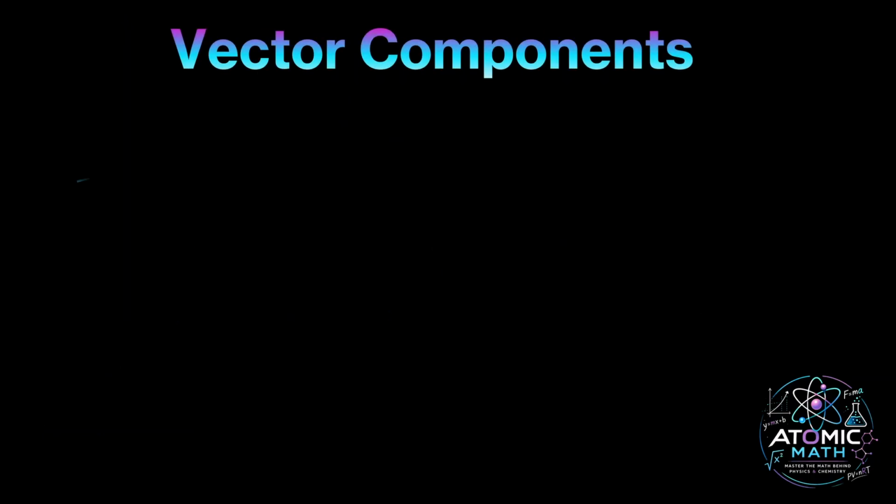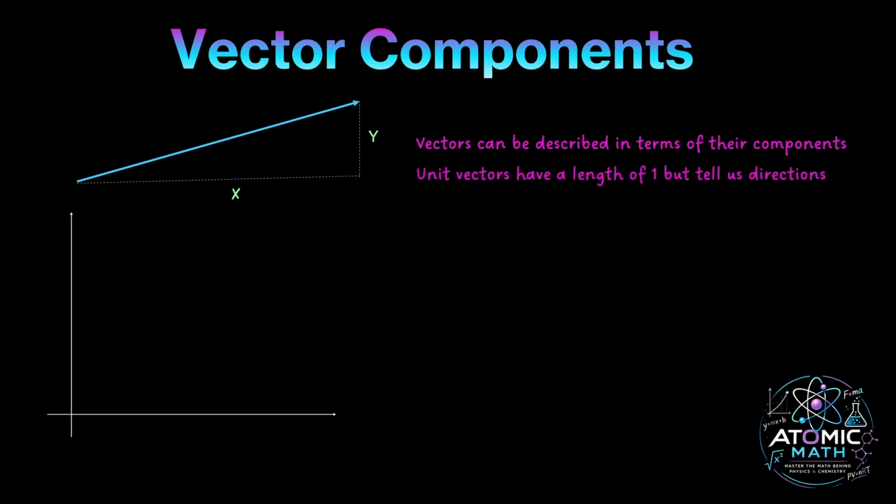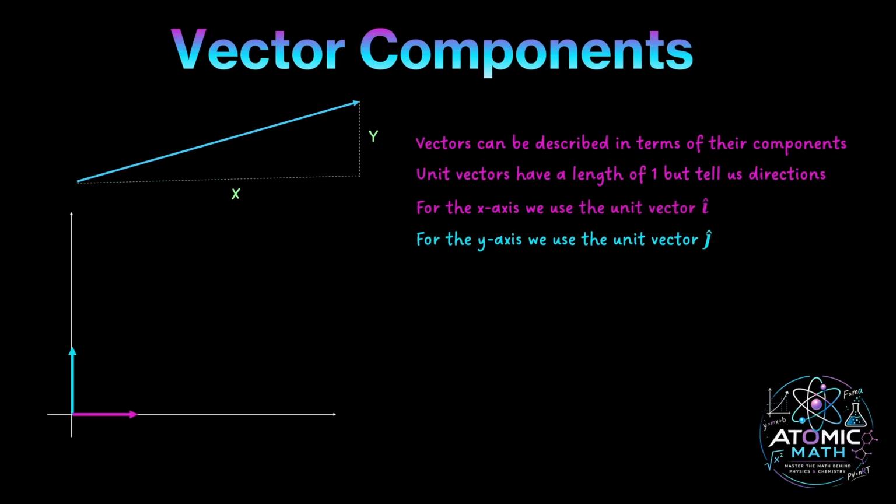If we take a closer look at a vector, we can see that all vectors can be described in terms of their components, their x and their y component. And to describe these vectors, we use something called unit vectors. They have a length of 1, but they tell us a direction. And for the x-axis, we use the i vector. For the y-axis, we use the j vector. So we can describe any vector in terms of these two unit vectors.